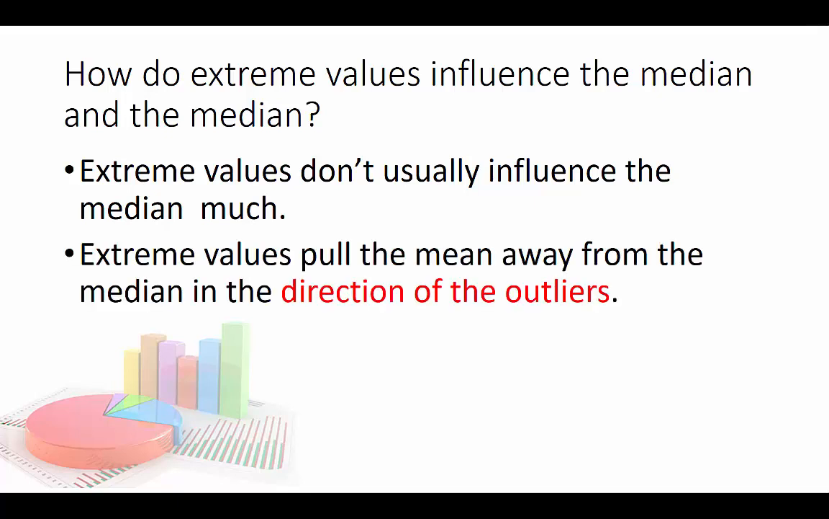But extreme values do affect the mean, because we add up the values to get the mean, and if we have a really high value, that's going to make our sum larger. If we have a really low value, that's going to make our sum smaller. So it will affect the mean. And what it does is it pulls the mean away from the median in the direction of the outliers.